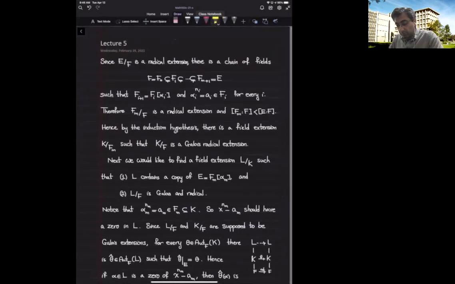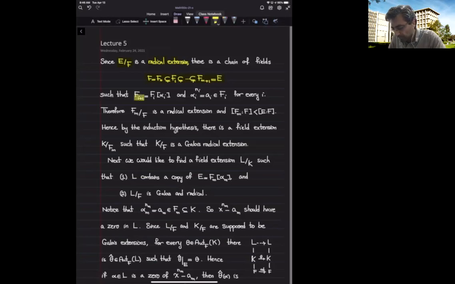So I want to show, what is the assumption? Let's start with the assumption, and then I want to see what we want to get to. So the assumption is that E over F is a radical extension. What does that mean? It means that I can find a chain of intermediate fields, starting from the bottom, ending at the top. And each time I add some radical of an element in the field that I've already reached in order to go to the next step.